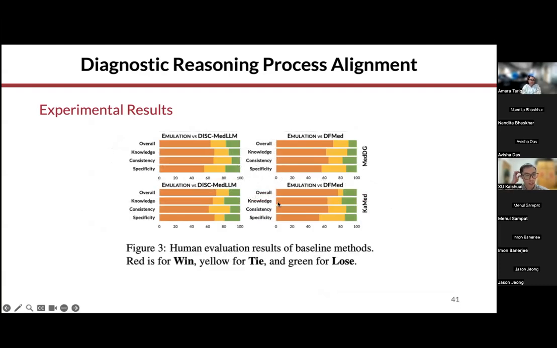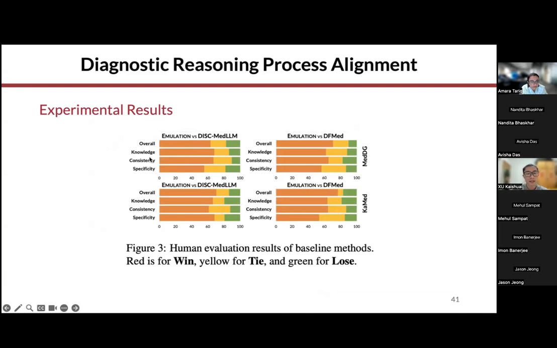We also apply a human evaluation to compare our model with the baseline models. Here we compare with DISC-MedLLM, which is an LLM fine-tuned on medical materials, and the DFMed is our previous model.